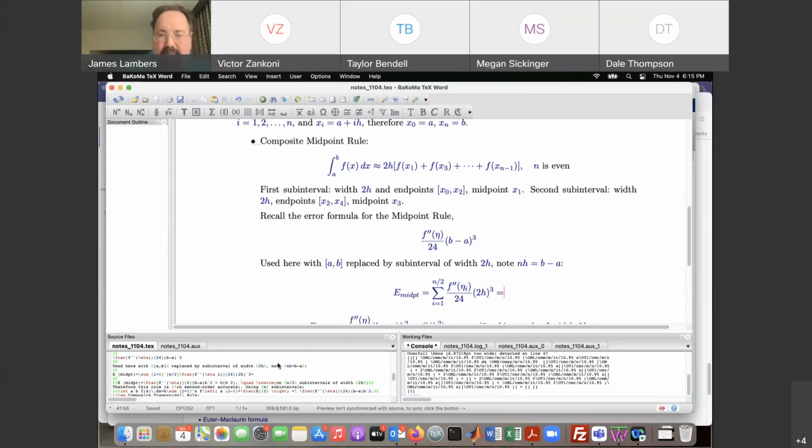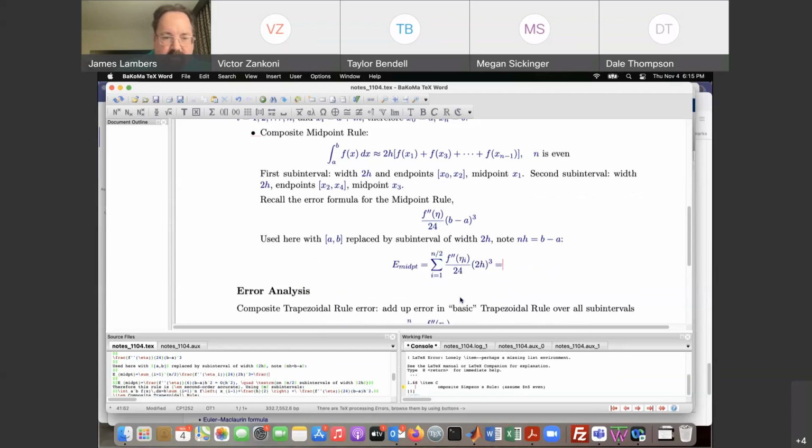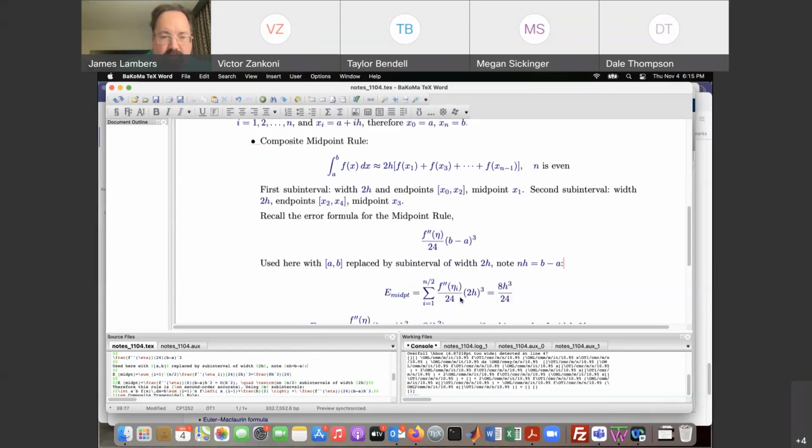So now I can pull certain things out of a sum. So I'm going to wind up with 8h cubed over 24, or that simplifies to h cubed over 3. But then I have a sum of second derivatives at unknown points.